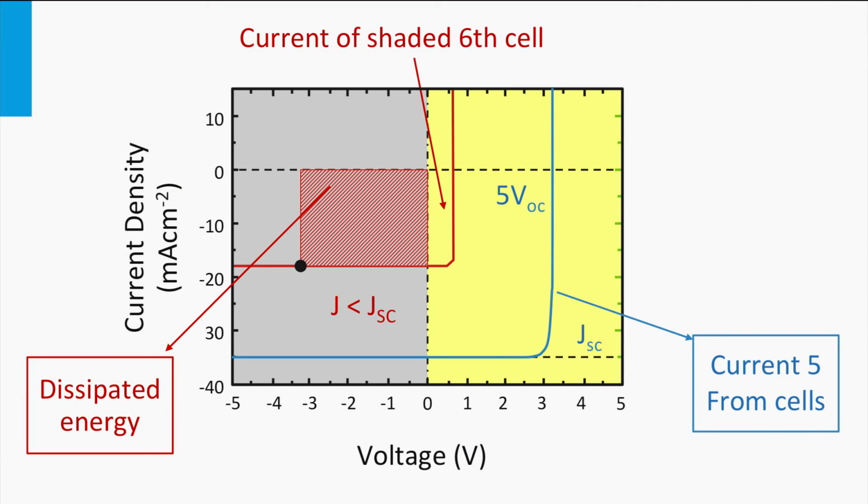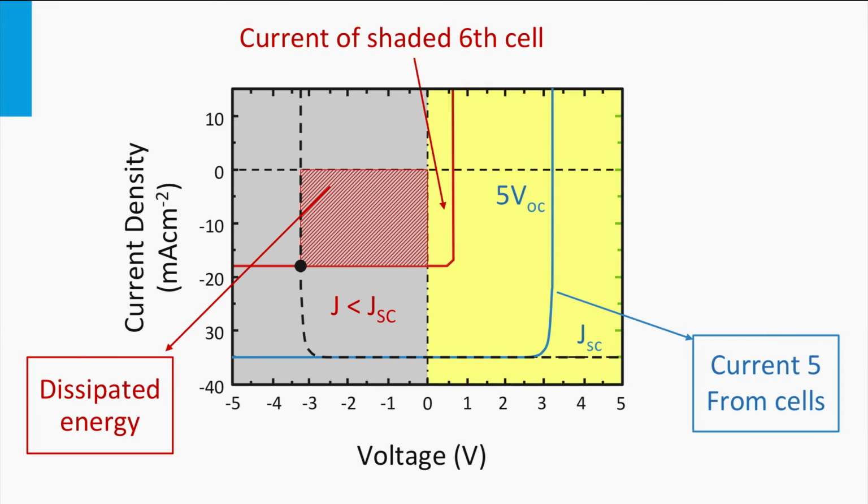In this JV curve, we show the theoretical JV curve of the 5 non-shaded solar cells and the 1 shaded solar cell. If we have a constant load like the resistance R in the previous picture, it means that the voltage over the module is dropping due to the lower current generated. However, since the 5 non-shaded solar cells are forced to produce high voltages, they act like a reverse bias source on the shaded solar cell.